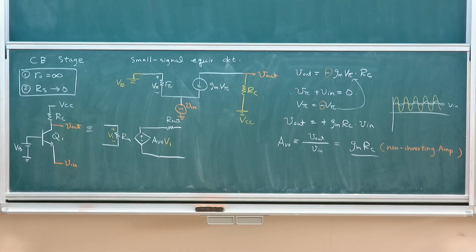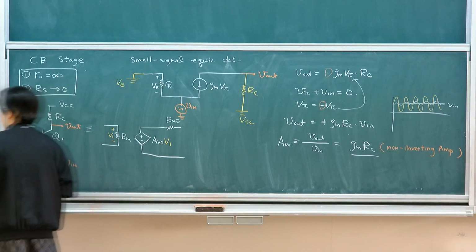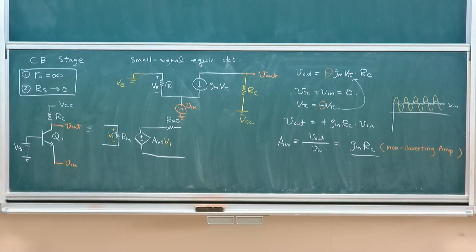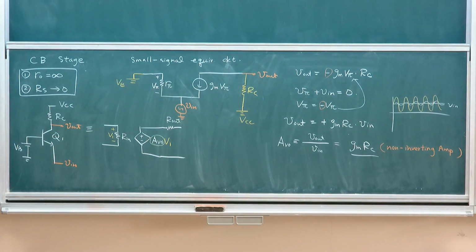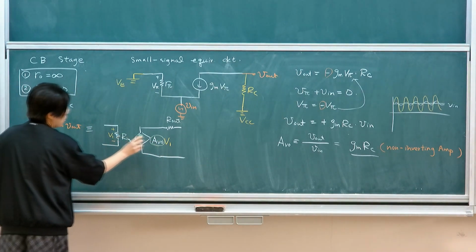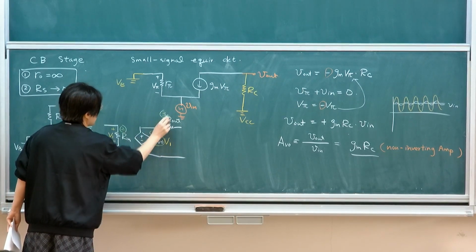The next thing, of course, so we already get one down. We already know the voltage gain. We know that it's GmRC. And we're going to look at input and output resistance.